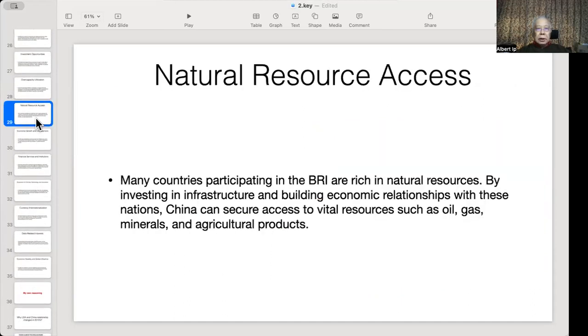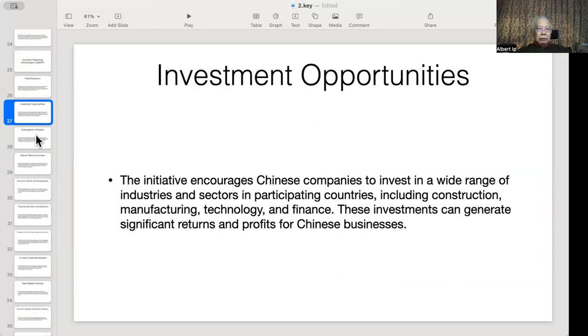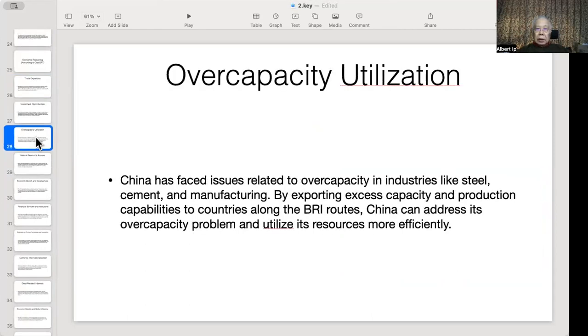Okay, coming back to here. Trade expansion, yes. Investment, yes. Overcapacity, no. China managed its industrial capacity pretty well.